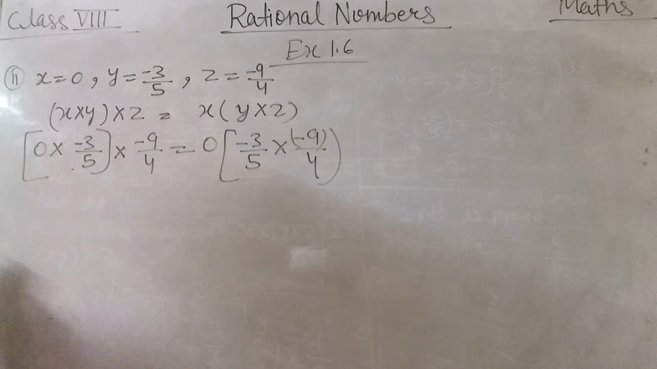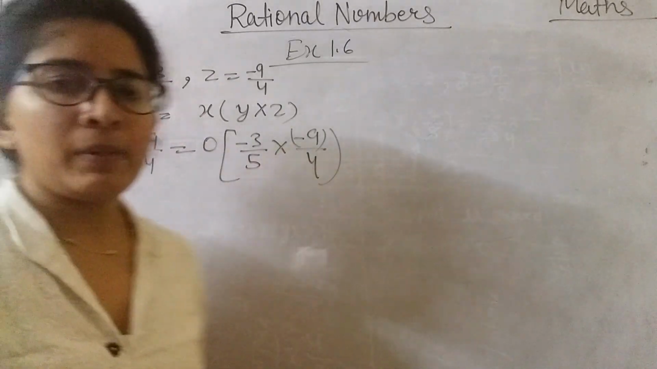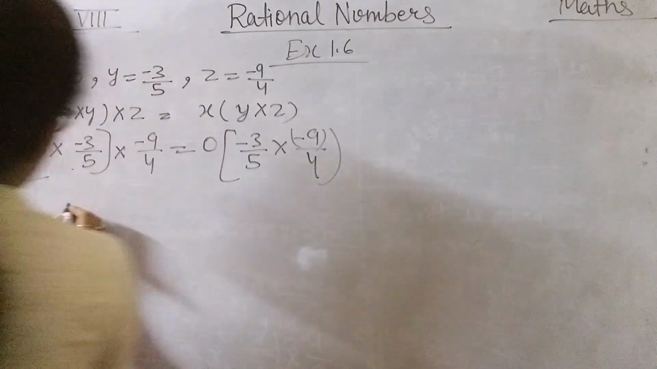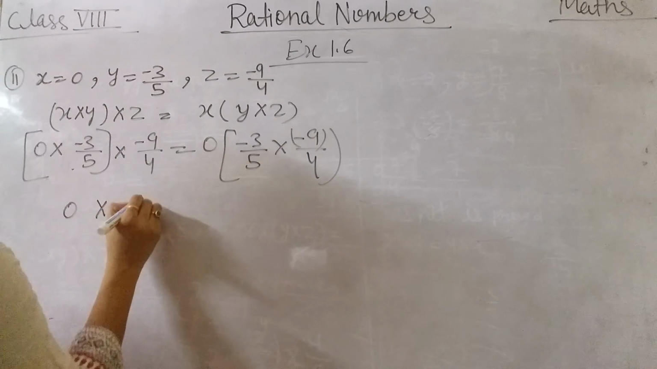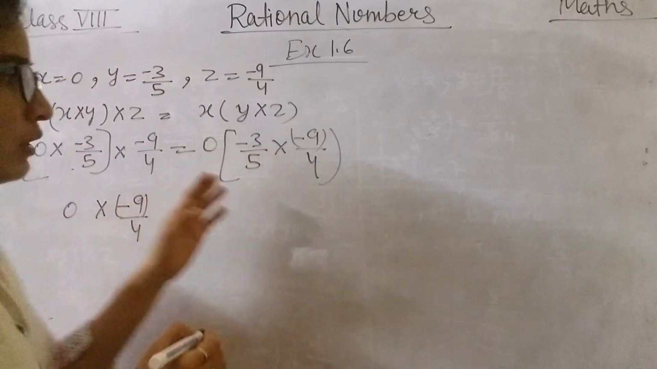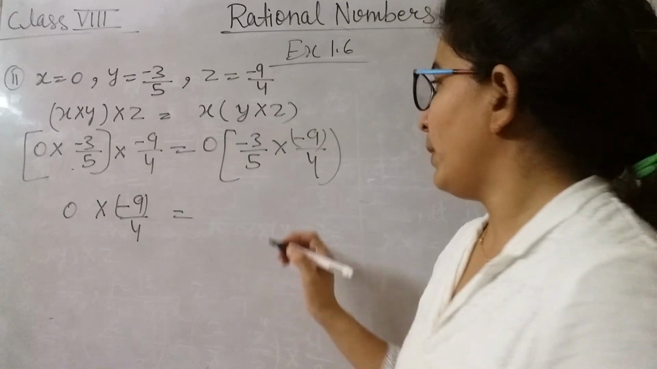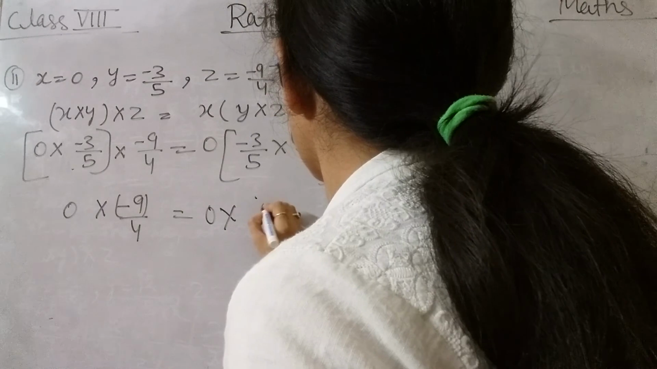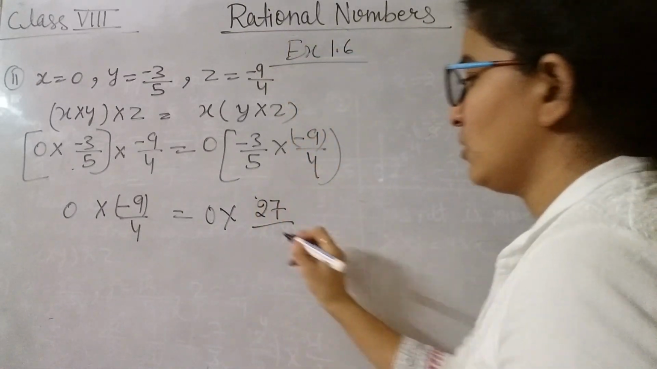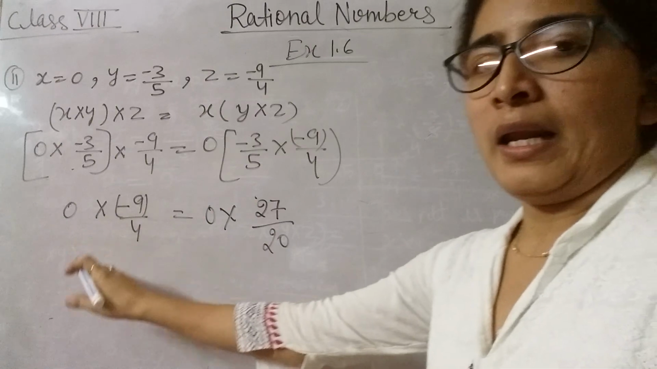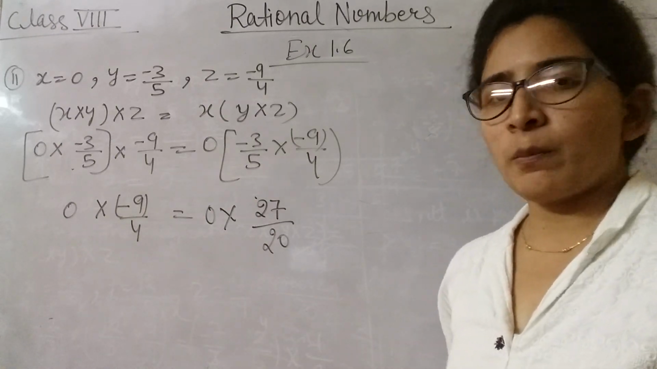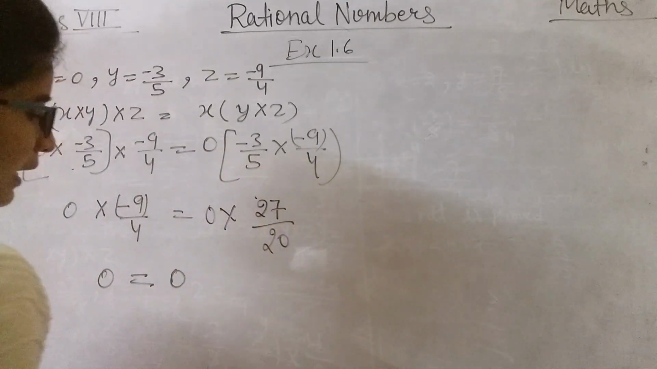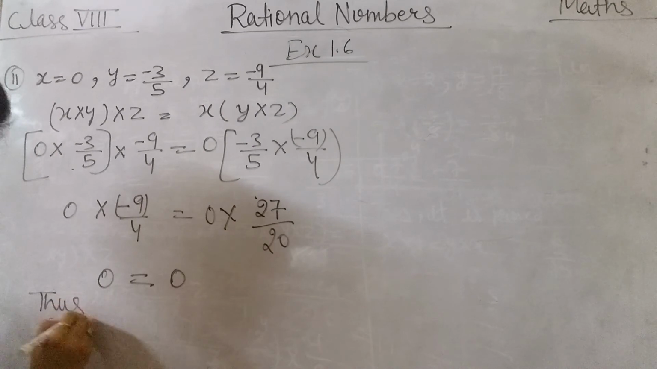So if we solve the numbers, if any number is multiplied with 0, we will again get 0 as a product. So that would be 0 into minus 9 upon 4. And on the right hand side, we can see that it would be 3 9s are 27 and 5 4s are 20. So any number which is multiplied with 0, the product would be 0. So we have 0 on the left hand side as well as on the right hand side. Thus it is proved.